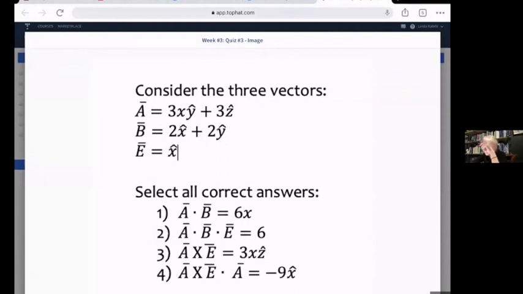Any other questions? This quiz is still due before class on Monday.